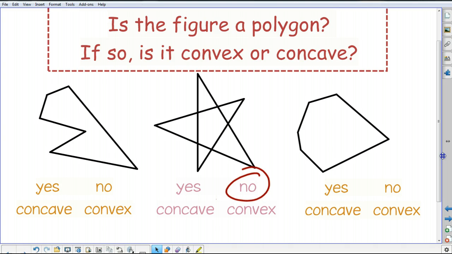And here's the bottom one. You can't say it's concave or convex because it's not a polygon. Oh, yes, circle it. Concave, because the side's been caved in. Very good.